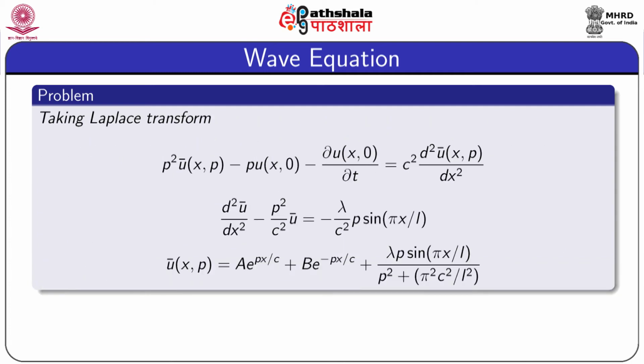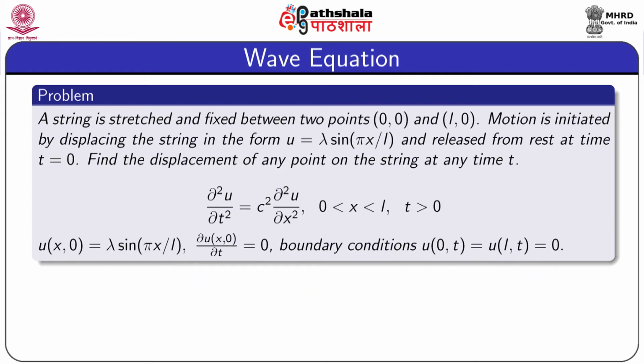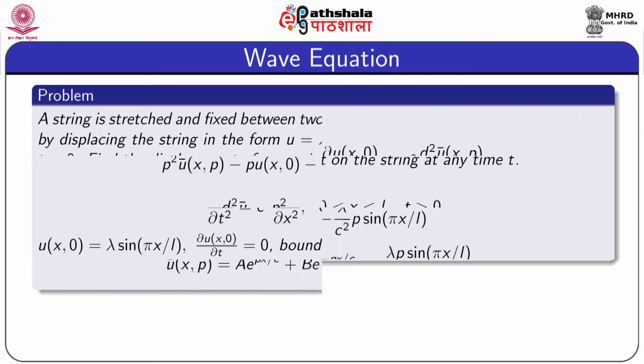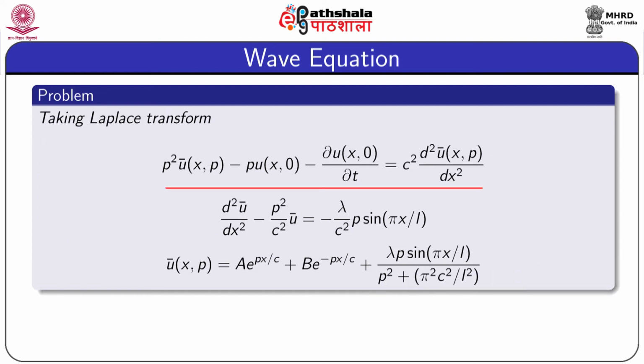Now, we take the Laplace transform of the given equation. So, if we look at the equation, we are taking the Laplace transform with respect to the variable t. So, the left hand side is equal to p square u bar x p minus p u x 0 minus del u del t at the point x 0, and the right hand side is equal to c square d 2 u bar d x square.